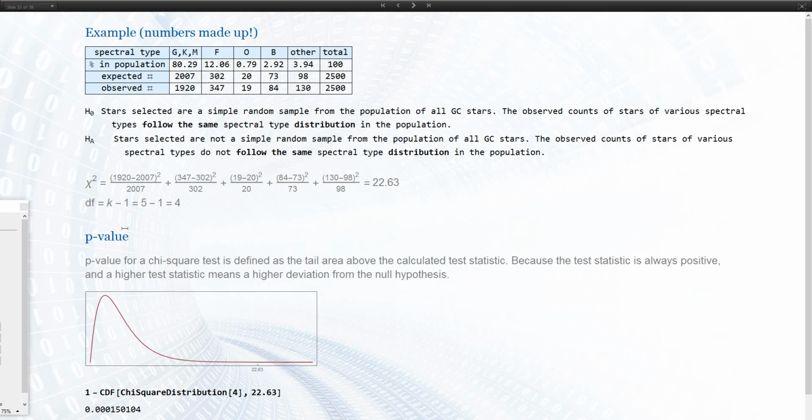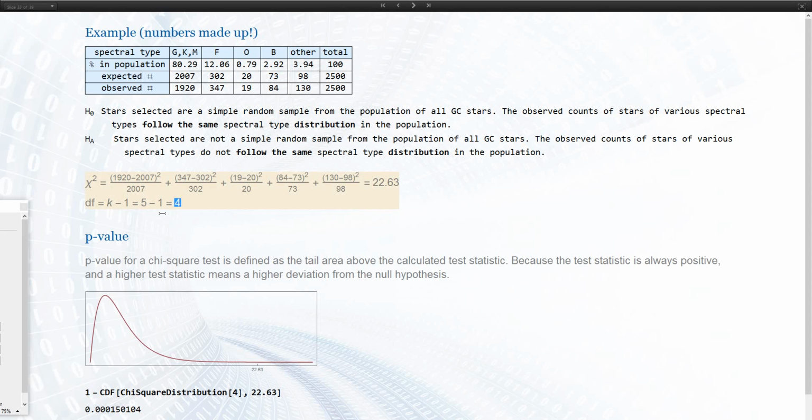So for each of these numbers, we take the difference. Yeah, 1920 minus 2007, square it and divide by 2007. Then we do it for this column, and this column here, and so on. At the end, what we get is 22.63. That's our chi-square value. And the degrees of freedom: we have 5 columns, 1, 2, 3, 4, 5, and degrees of freedom is the number of columns minus 1, so 4.